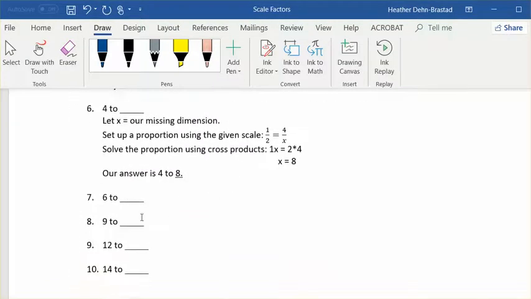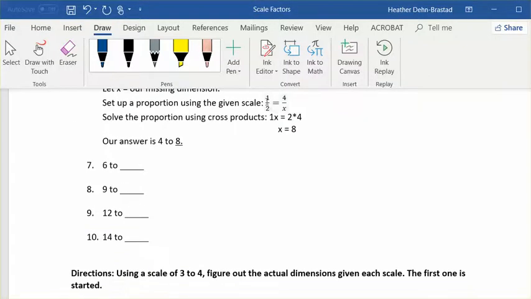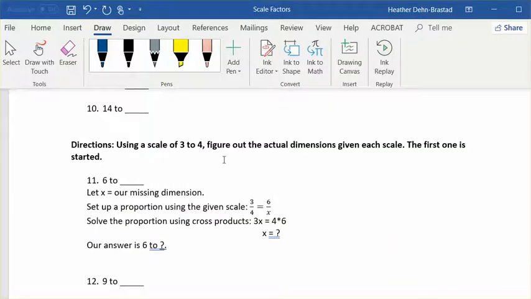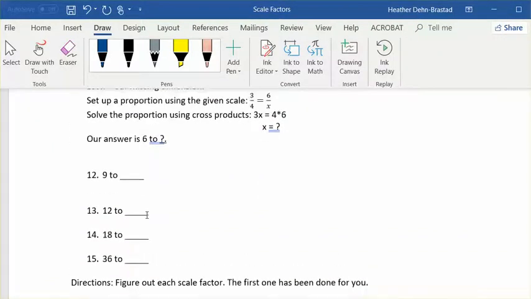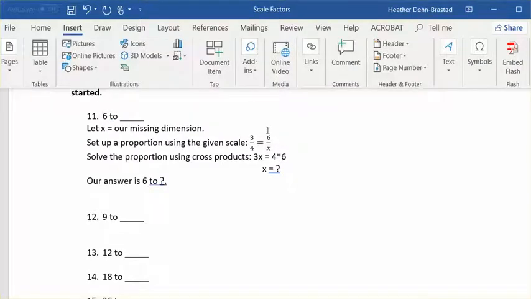So you're going to do these all the exact same way as this one. They're all using the same scale of 1 to 2. So that will be the same proportion, except you'll be changing the top number to these numbers in each one. This is really exactly the same as well, except that the scale is 3 to 4. So in your proportion, we're going to use 3/4 equals 6 over our unknown for this one. And the other problems in this section will all be done exactly the same way as I did this one, or I started this one, except that the 6 will change to one of these numbers.